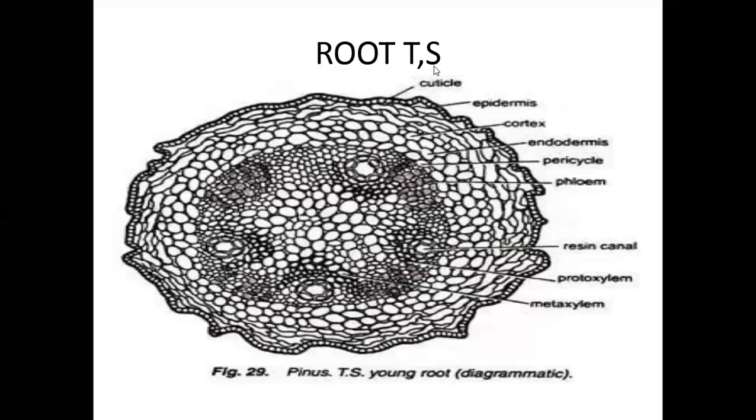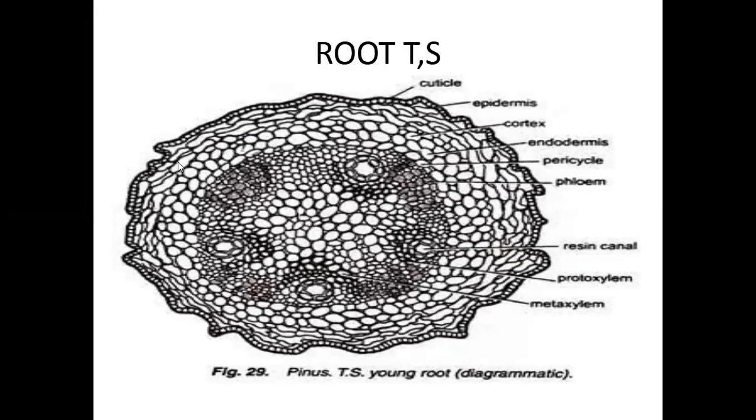Pinus root TS. Pinus root TS means root transverse section. It shows a spheroidal outline with ridges and furrows. It shows mainly three major portions. One is epidermis, second one is cortex, third one is stele.